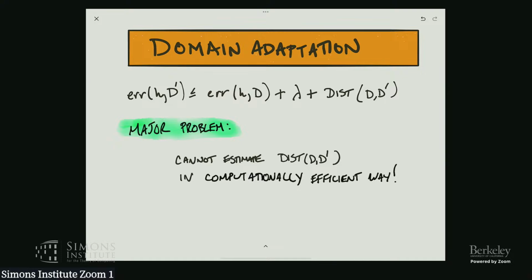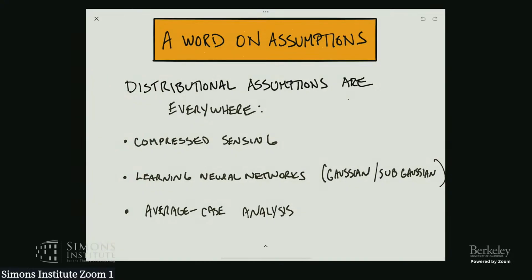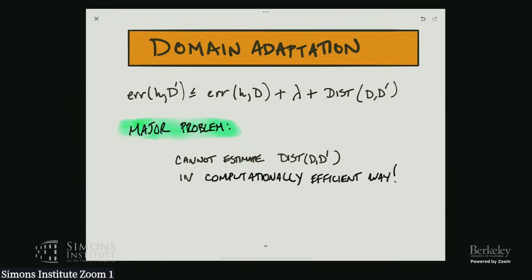Well, even assuming lambda is 0, I can't estimate this discrepancy distance between D and D prime in any efficient way. So I literally have no idea. I have no bound at all on the test error of my classifier. I learn nothing. I gain no information. Okay, so that's frustrating. And even further, in order to get a bound, you need to just assume that this discrepancy distance is small. You just have to make an assumption.